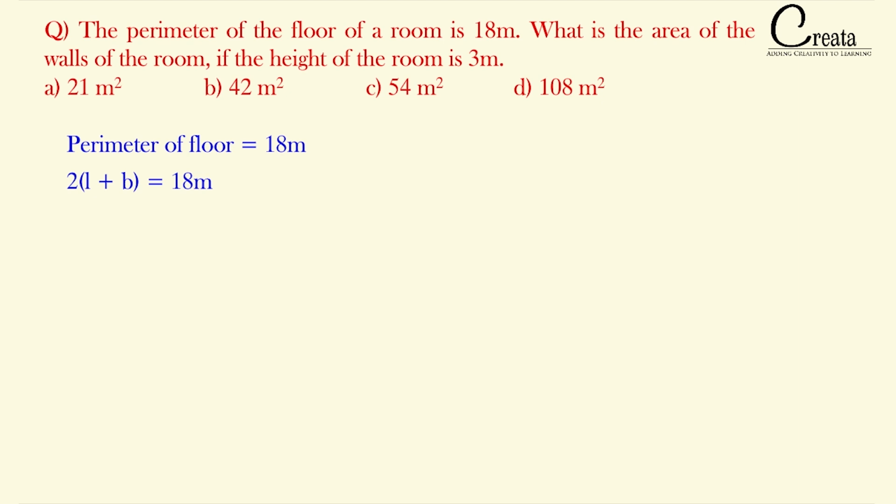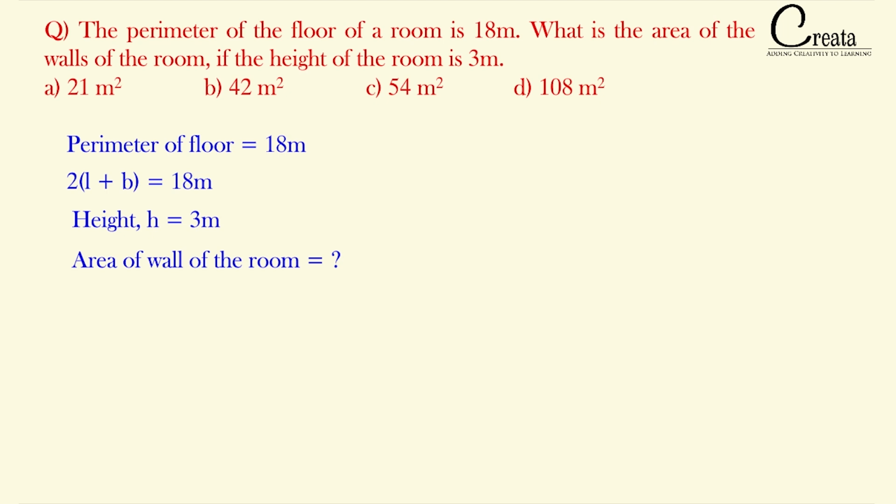Further, the height of the room is given as 3 meter. Further, we have to calculate the area of the walls of the room. Here we have to calculate the area of only the walls, meaning the floor and the roof are excluded. Meaning the question is talking about the lateral surface area.